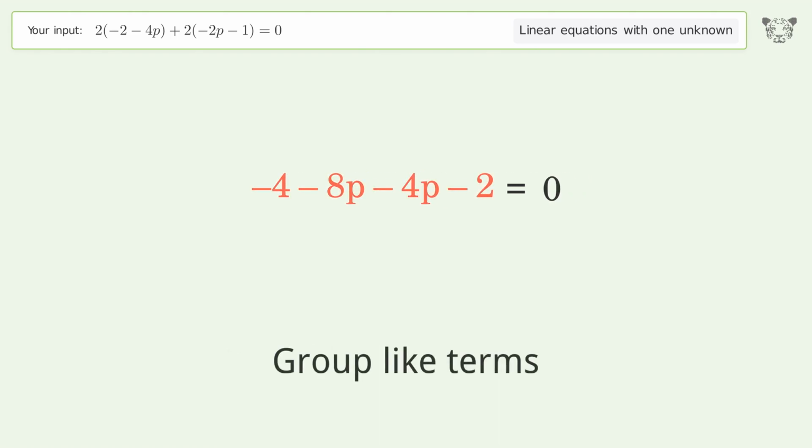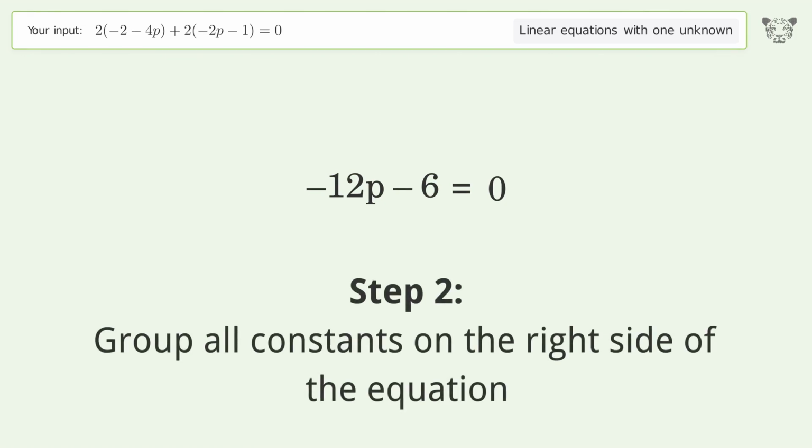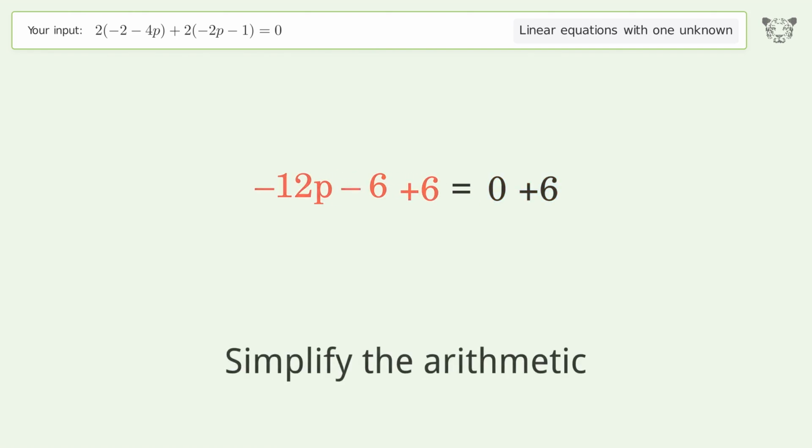Group like terms. Combine like terms. Group all constants on the right side of the equation. Add 6 to both sides. Simplify the arithmetic.